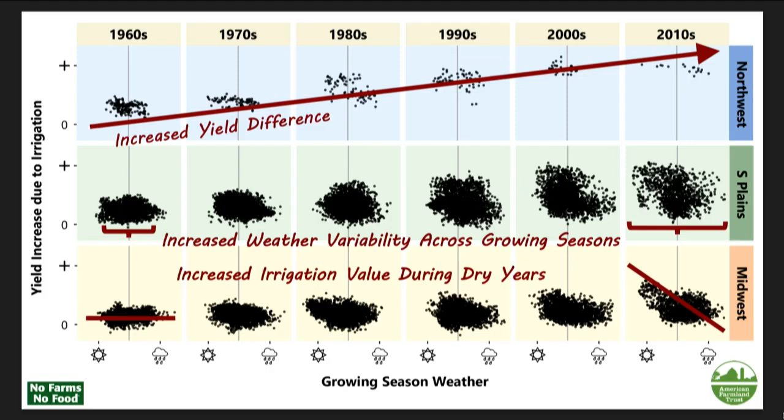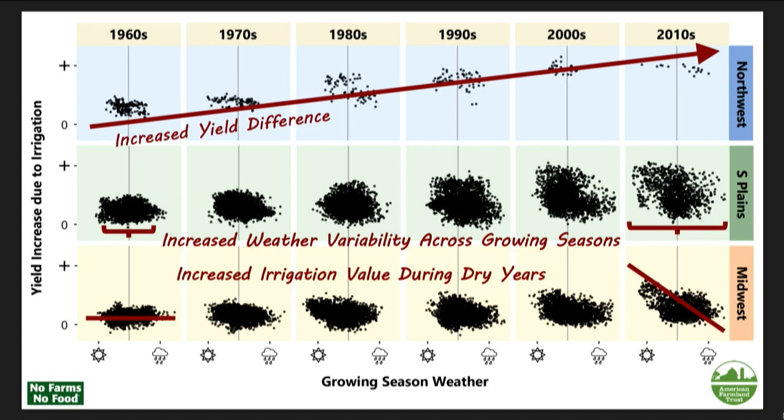So 3 trends to point out here. The first one, in the top row, is an increased yield difference. We're seeing that we are getting better at driving up yields with irrigation. This can be because we're becoming more efficient in our water use. It could also be through other advances like new seed types or cultivars that are more adept to growing in irrigated conditions. There's a long list of reasons. Soil health would be another one.